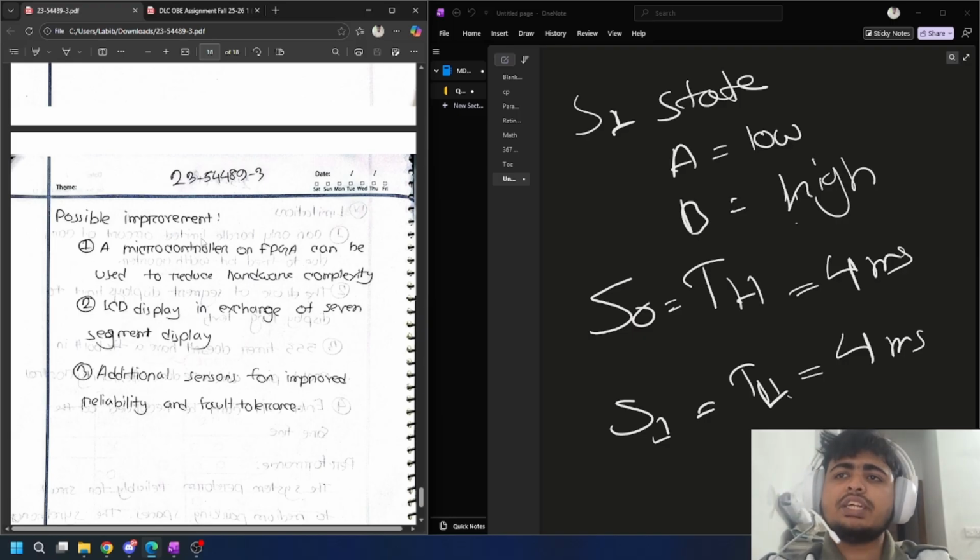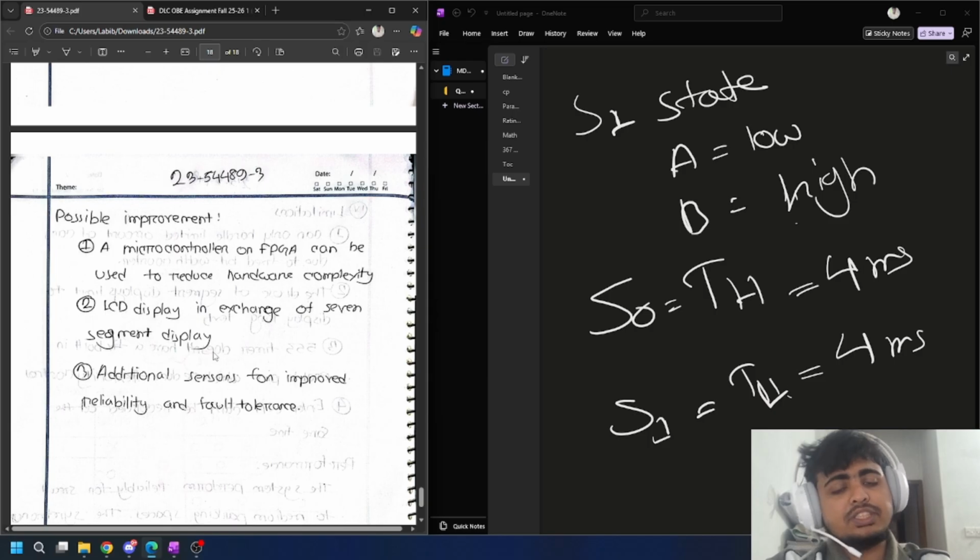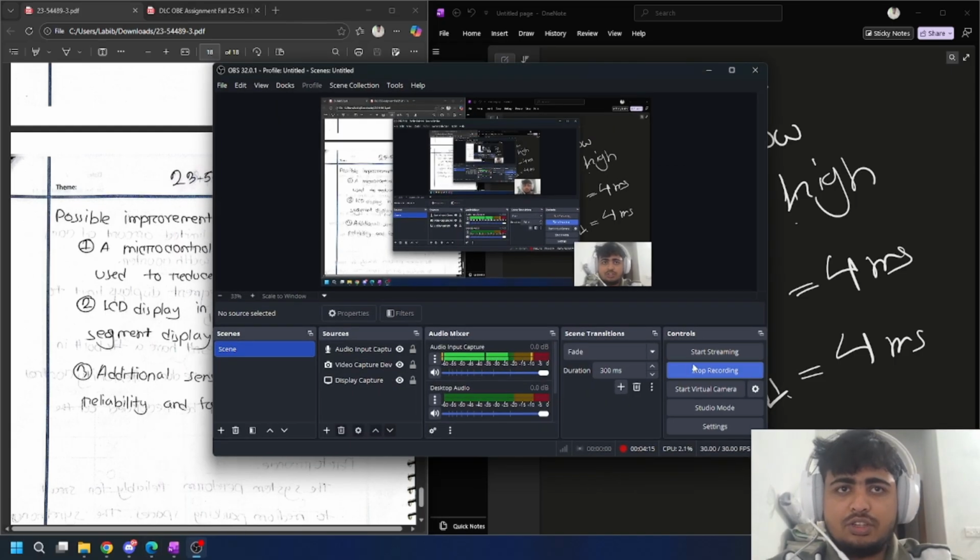Possible improvement can be done by using a microcontroller or FPGA to reduce hardware complexity. That means the complexity that we already have can also be reduced through a microcontroller. The LCD display can be exchanged with the 7-segment display, which can ensure the display of longer text. And additional sensors for improvement. That means without the two sensors, we can also use additional sensors for more accurate indication for the pulse, which covers the whole assignment. Thank you.